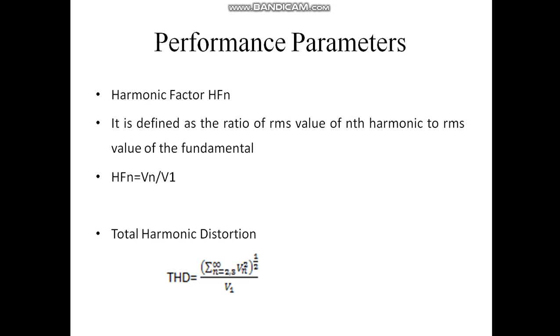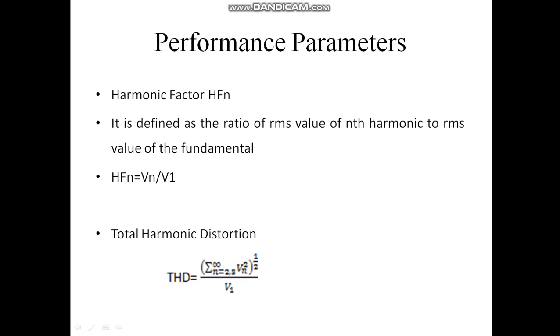So there are different parameters. We'll start with the harmonic factor, which is called HFn, the harmonic factor of the nth harmonic. Now, how is it defined? It is defined as the ratio of the RMS value of the nth harmonic to the RMS value of the fundamental.